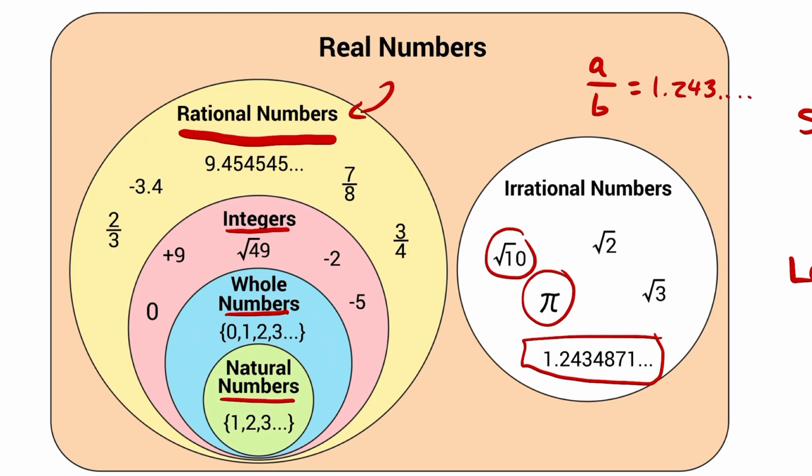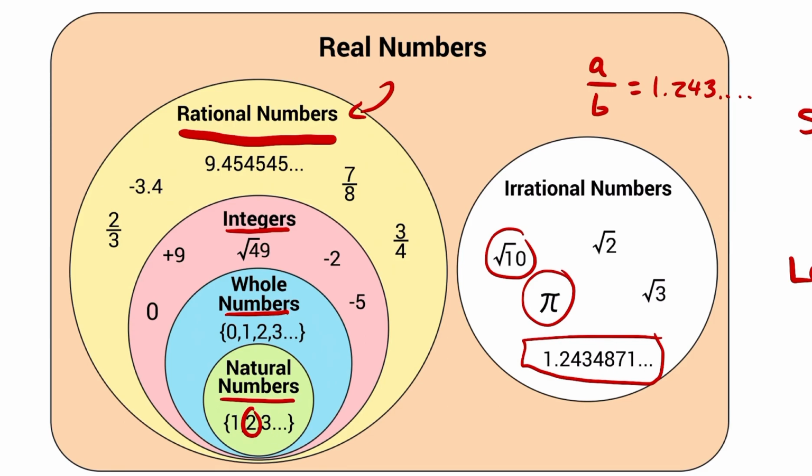So if someone said categorize the number 2 for me, right? The number 2, you see it here in the natural numbers. Well, it is rational. It is also an integer. It's also a whole number, but the smallest set that it belongs to is the natural numbers. So if they said to categorize it, you would most correctly say the natural numbers.